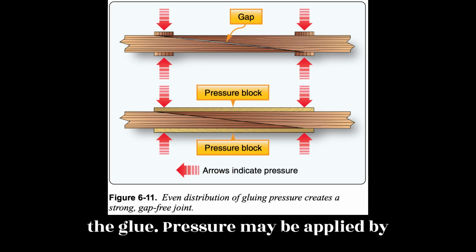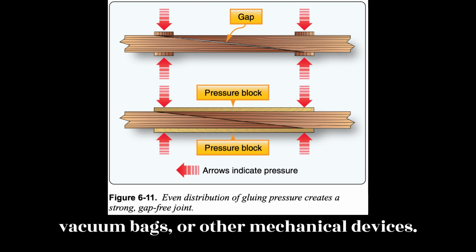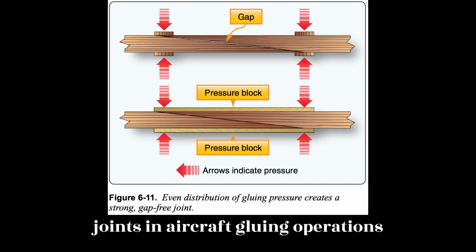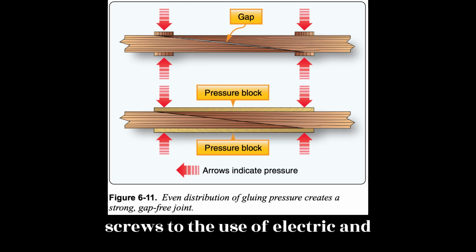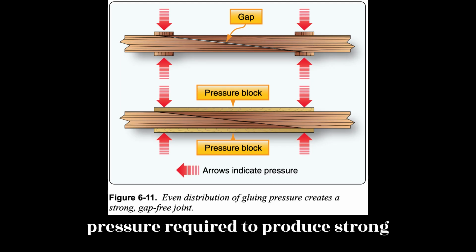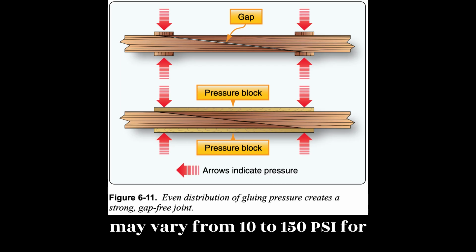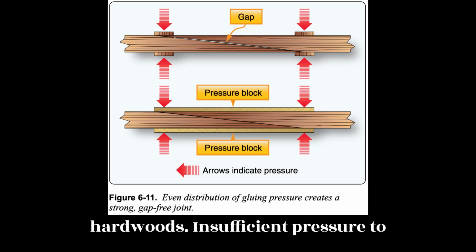Pressure may be applied by means of clamps, elastic straps, weight, vacuum bags, or other mechanical devices. Other methods used to apply pressure to joints in aircraft gluing operations range from the use of brads, nails, and screws to the use of electric and hydraulic power presses. The amount of pressure required to produce strong joints in aircraft assembly operations may vary from 10 to 150 psi for softwoods and as high as 200 psi for hardwoods.